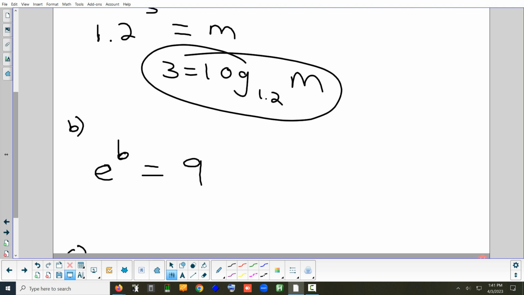So this is e to the b equals 9. And same direction. You're going to change to log. What's my first thing I want to write down if I'm changing something to log? Without this, you wouldn't know it's a log. The word log. Yep. Let's write the log part.